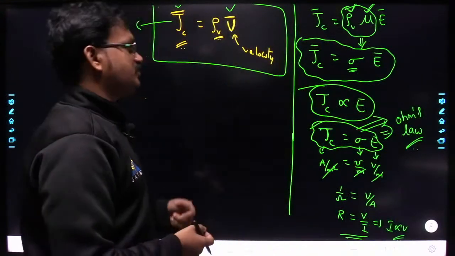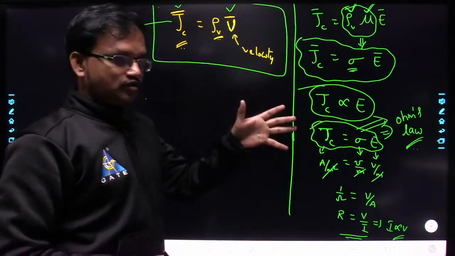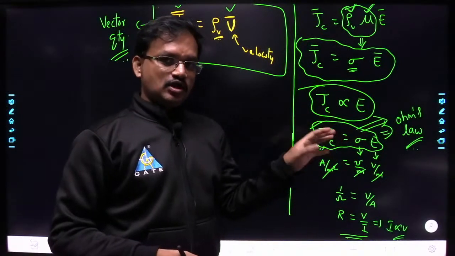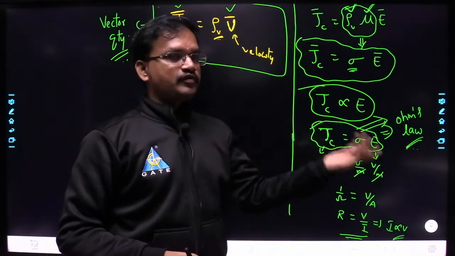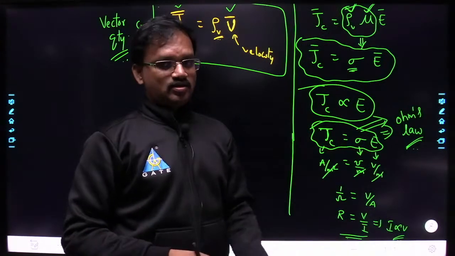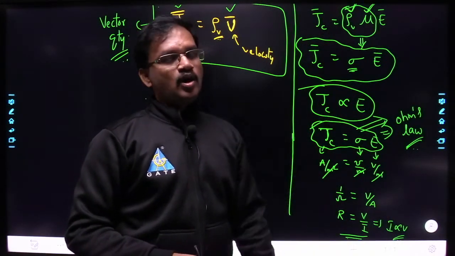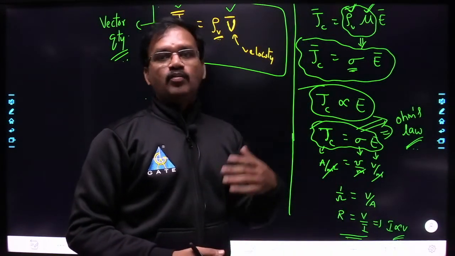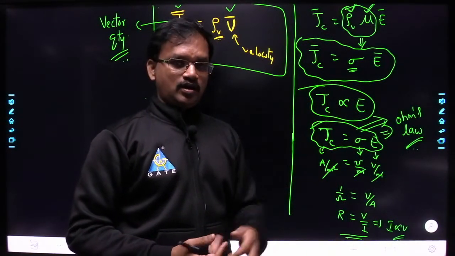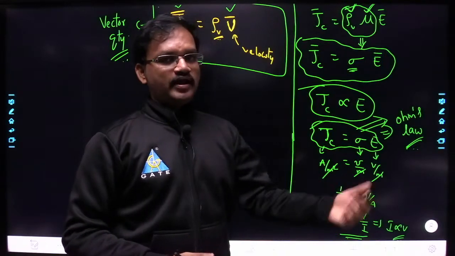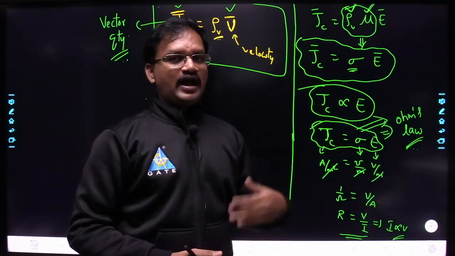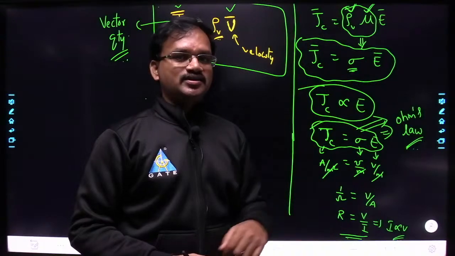Conduction current density means what? Here the current is flowing through what? The current is flowing through the conductor. So if the current is flowing through the conductor, that's why we are representing it as conduction current. Why I am specifically mentioning it as conduction current will be clear once I discuss the modification in Ampere's law. All those things will come later.